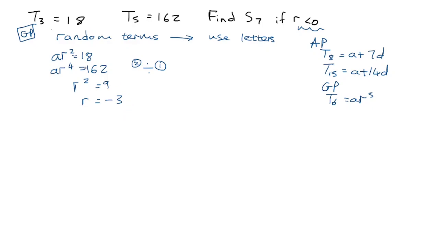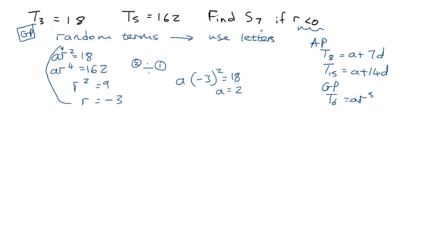How do I work out a? I will just sub it in whichever one looks easier. So the first equation looks a bit easier to me. So it will be a r squared is 18. That becomes positive 9. So when I divide 18 by positive 9, I just get 2.